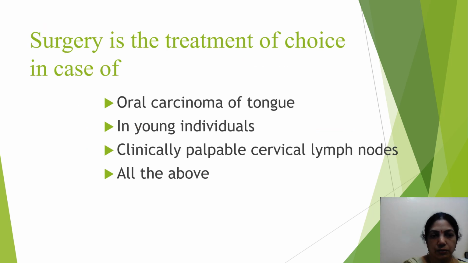Surgery is the treatment of choice in oral carcinoma of the tongue in young individuals, or with clinically palpable cervical lymph nodes, or in all these cases when surgery is preferred. When clinically palpable lymph nodes are involved, it means there is lymphatic spread, so only surgery is the treatment of choice because it includes even the removal of the involved lymph nodes.